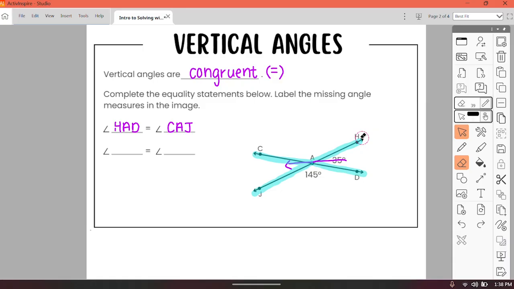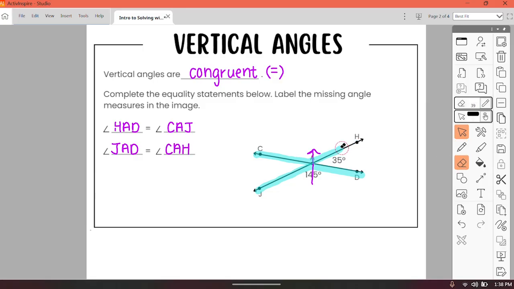And then I'm going to erase all of that, and we're going to do the other pair of angles. So here I have this obtuse angle, JAD, and it is congruent to the one across from it. So that's CAH. So I'm going to write that down.